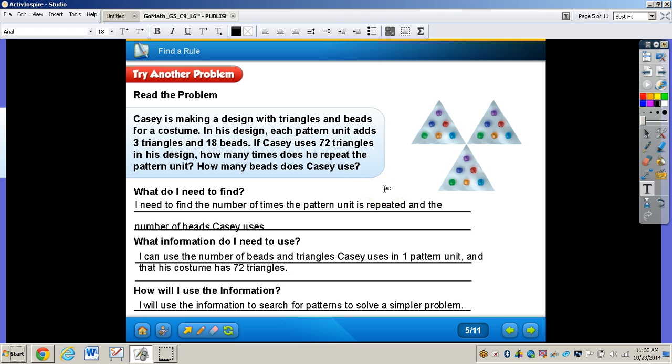Okay, now what information are you going to use? You're going to use the number of beads, okay, which is 18, and triangles, which is 3. Casey uses in one pattern unit, okay, and that his costume has 72 triangles. So those are all very important information that you will need to use. How are you going to use it? You're going to use the information to search for patterns to solve that simpler problem. Okay, so now that we have the information, let's take a look at how we can solve it.